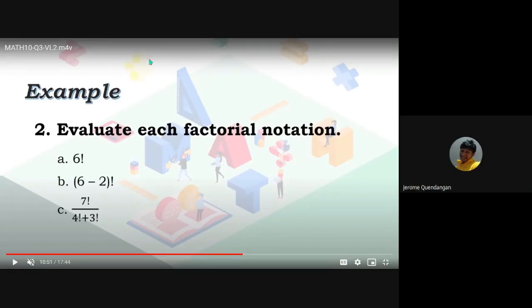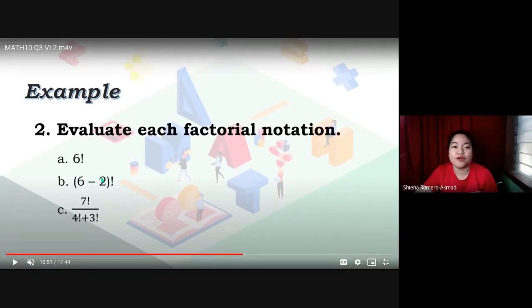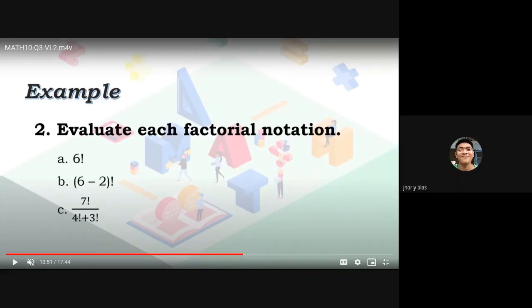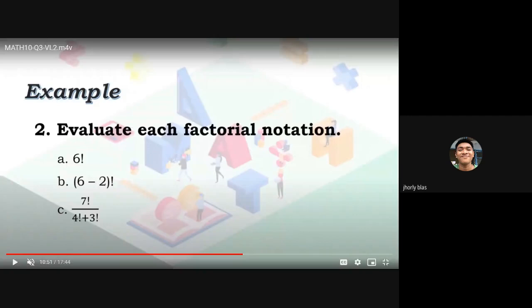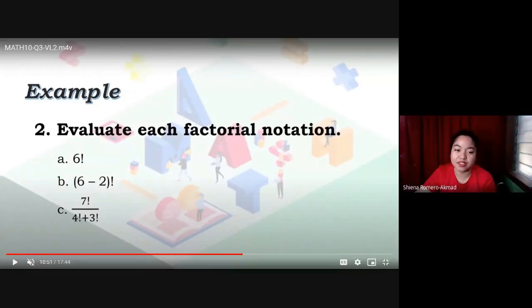Blas, how about 6 minus 2 factorial? Naka-raise siya ng hand. 24 po. Why is it 24? What is 6 minus 2 factorial? 4 po. 4 factorial. Lagi niyo pong sasabihan yung word na factorial, huwag lang 4. Kasi 4 is different from 4 factorial.